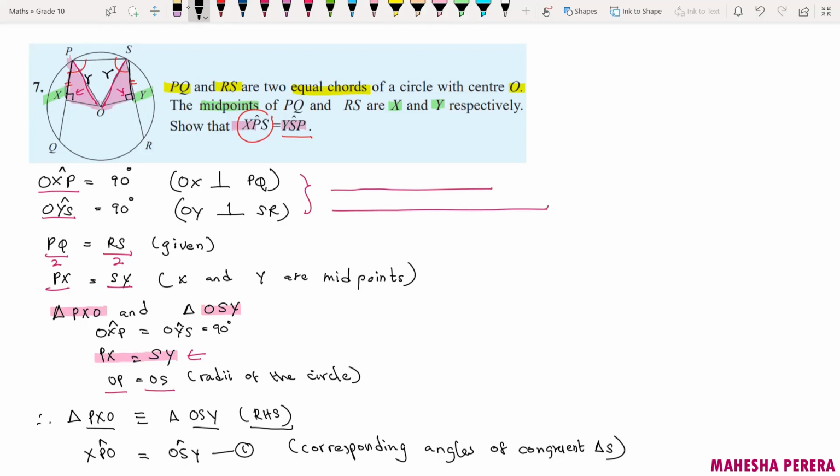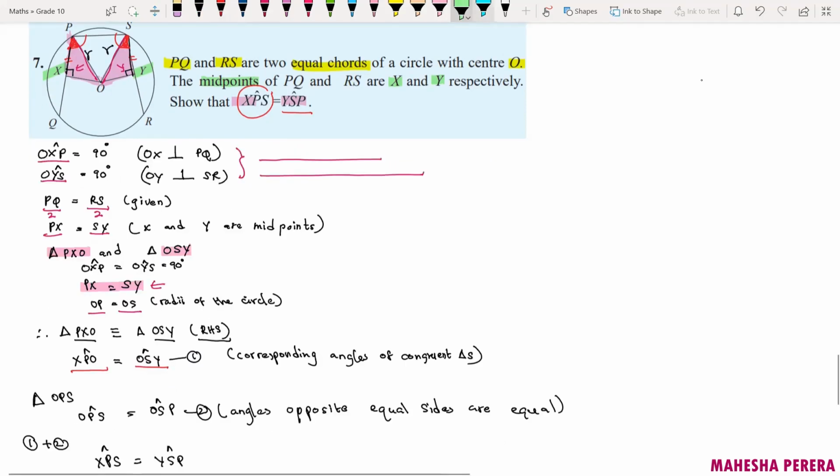So when we have congruent triangles, the corresponding elements are equal. If you consider this angle, that is actually XPO, and this angle, that is OSY, they are equal because they are corresponding elements of congruent triangles. And I'm going to name it as 1. That's our first equation.